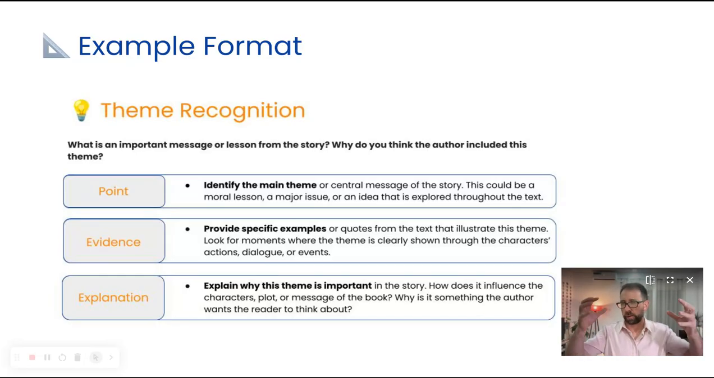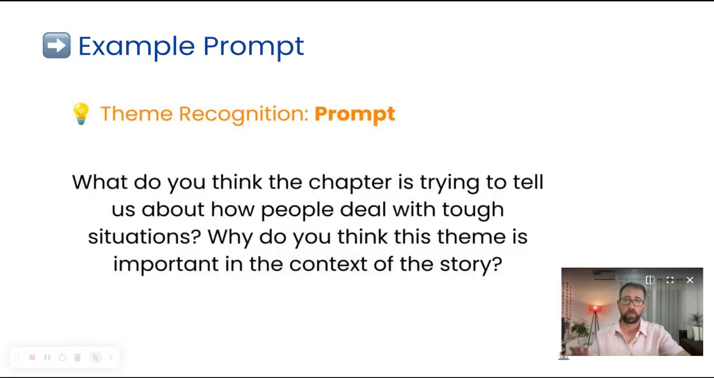Typically what I'll do is I will scaffold this idea, the structure, at the very beginning of the year when we first introduce the reading responses, and then as the year progresses, I might lift the scaffolding and instead simply provide them with an example prompt. So here you see on the screen now a prompt for that same scaffolded theme recognition, and here it's a more specific pointed question that the students should respond to in their reading response.